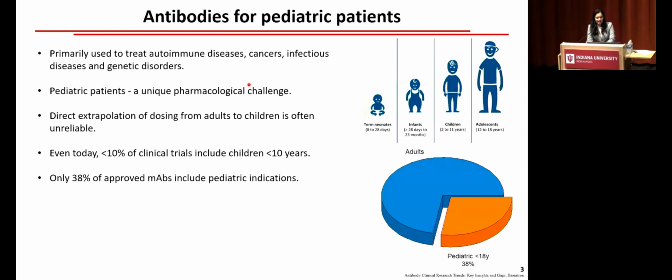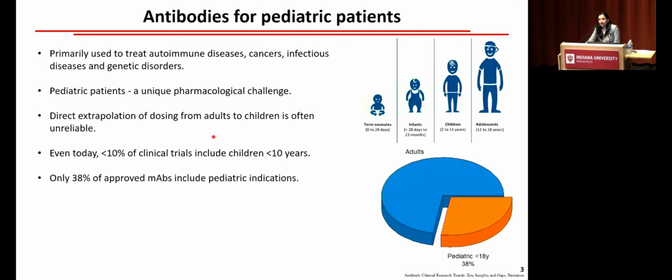In recent years, there has been a significant increase in the use of monoclonal antibodies in pediatric patients. These are primarily being used to treat autoimmune diseases, cancers, infectious diseases, and genetic disorders. Also, in recent years, we have seen an increase in their use within younger populations of pediatric patients as well. However, pediatric patients provide a unique pharmacological challenge because as they grow in age, they not only grow in size, but also undergo ontogeny-based changes. Thus, it is difficult to directly extrapolate dosing from adults to pediatric patients.